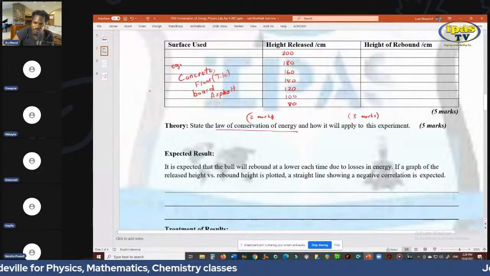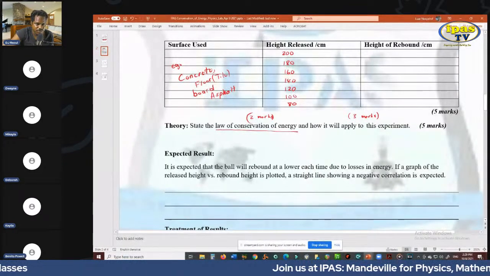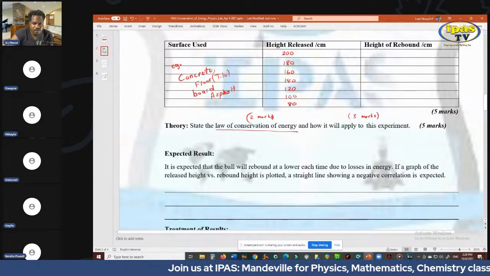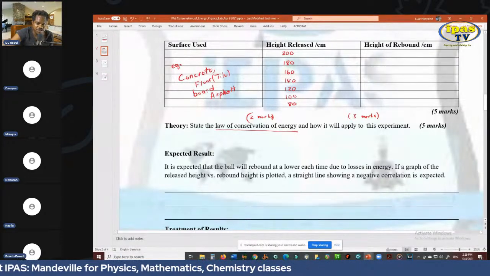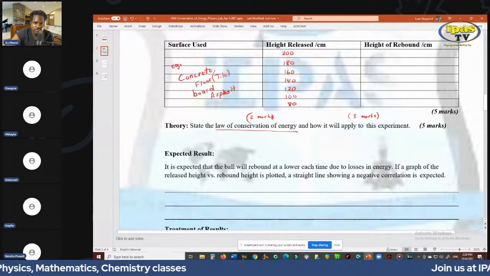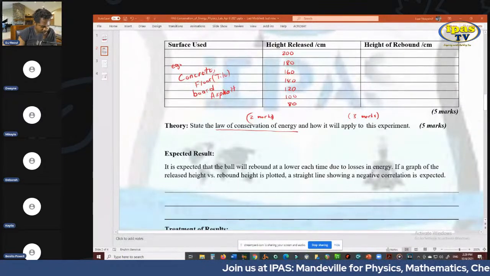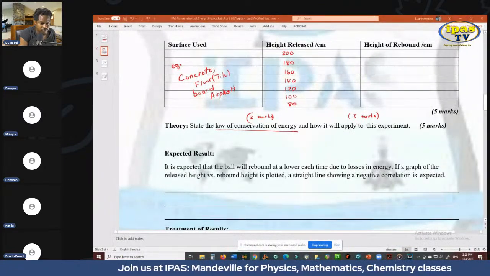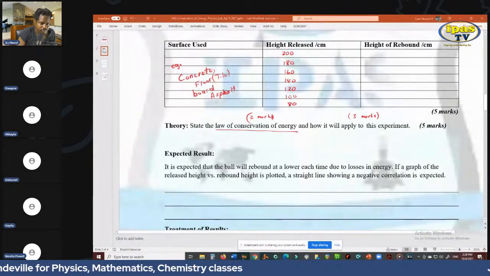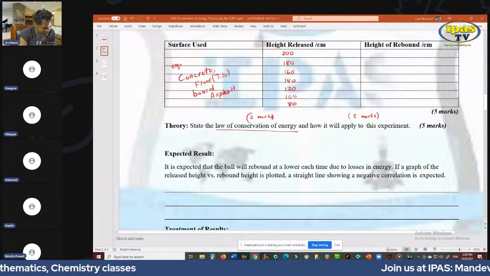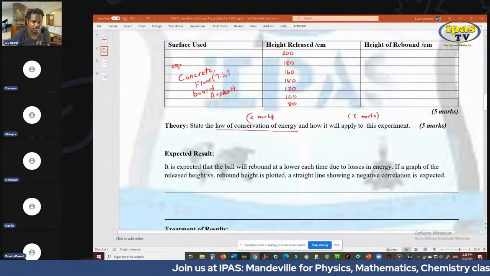So what is the law of energy conservation? That's our question to you guys. Anybody have any idea what that is? Anybody? Yes, go ahead. I think it states that the total energy of an isolated system remains constant.